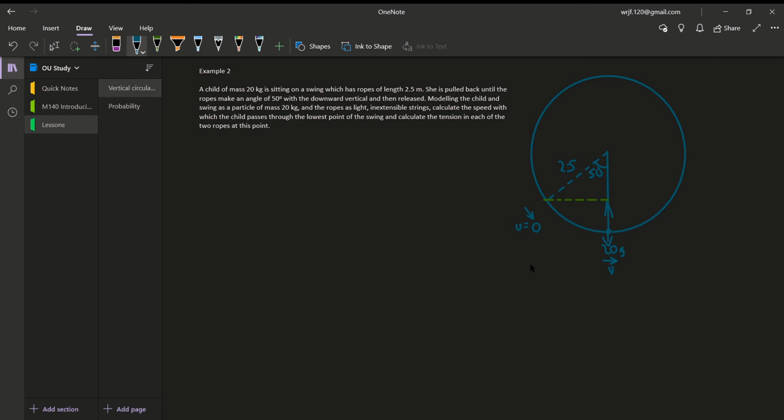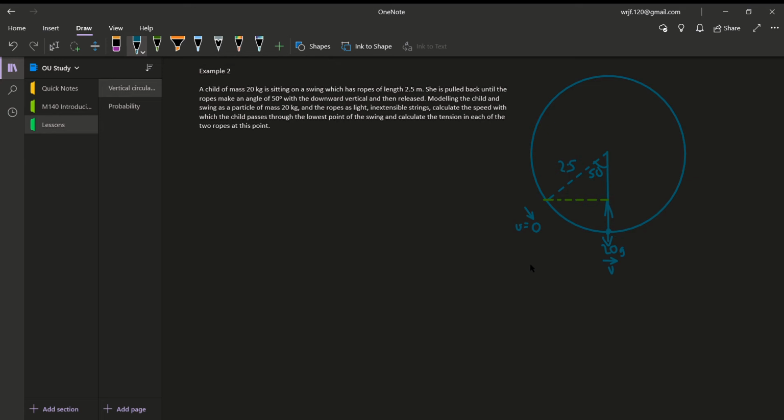So here's the first example. A child of mass 20 kilograms on a swing, with 2 ropes of a given length, starting at an angle of 50 degrees. I particularly wanted to do this example because it's not starting at either the top or the bottom, although we're looking at going to the downward vertical. I wanted one that didn't start at either the bottom or top of the circle. It starts at an angle of 50 degrees to the downward vertical, being released.